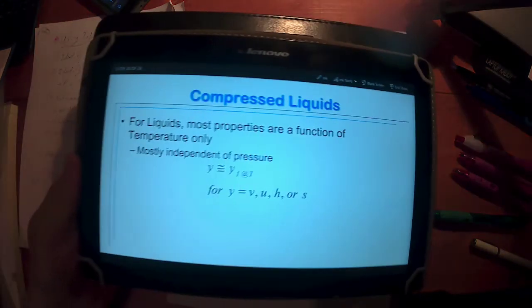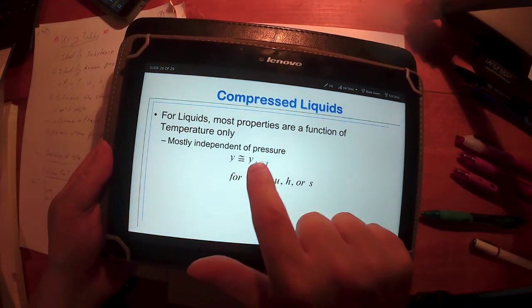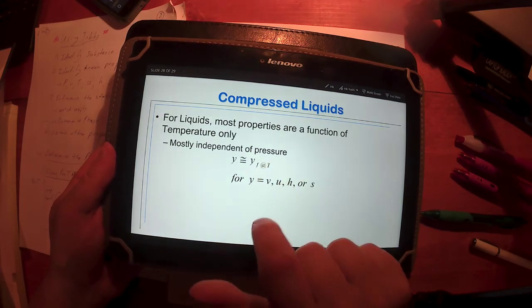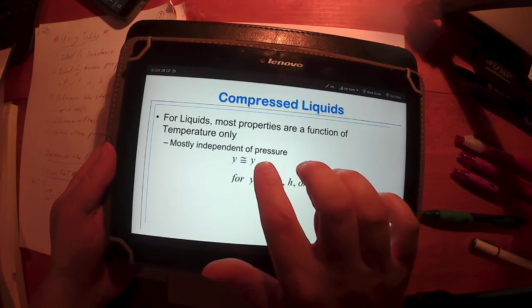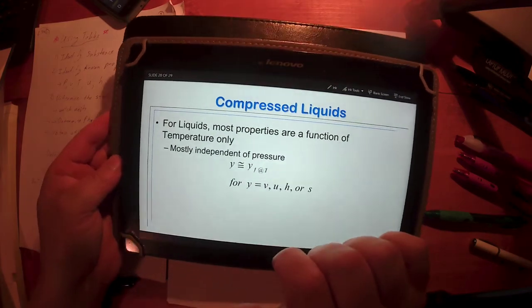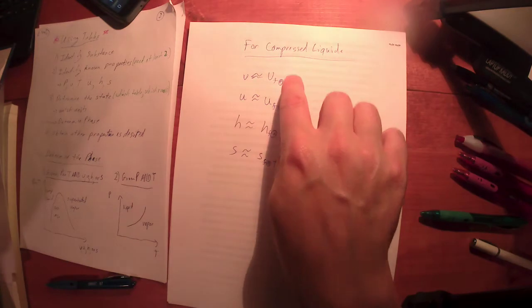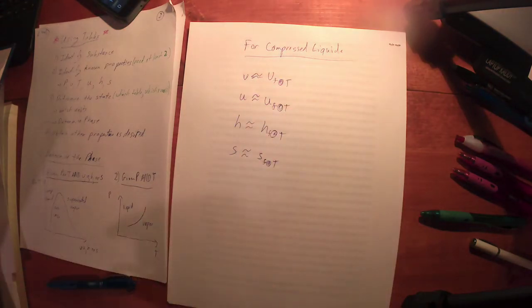When you see this in the text, they say, let's just use Y to represent U, V, H, or S, and this is an f, although it's not displaying well on my tablet. Use the saturated liquid value, and that gives you a really close approximation there. Okay, and that's what I'm saying here. There's two different ways of writing the same thing.